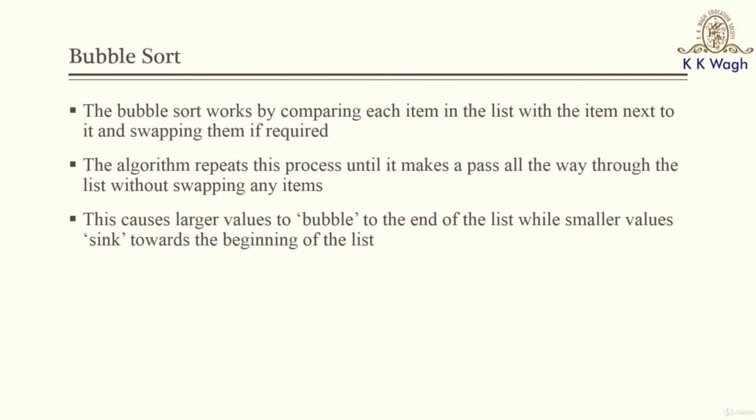The new technique is the bubble sort. This is the simplest sorting algorithm that works by repeatedly swapping adjacent elements if they are in the wrong order or wrong position. It works by comparing each item in the list with the next item and swapping if required. The algorithm repeats these steps until it makes a pass through the list without swapping any item. It causes larger values to bubble to the end of the list while smaller values sink to the beginning of the list.